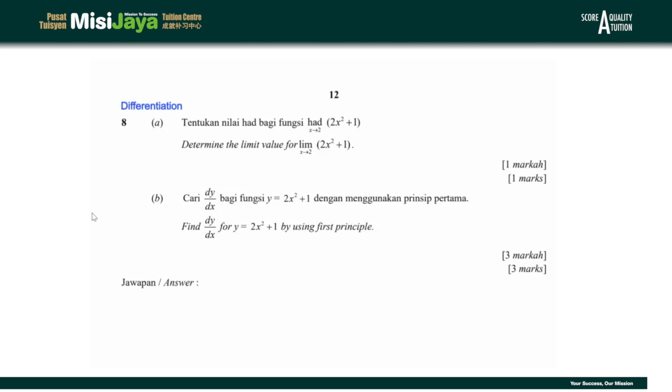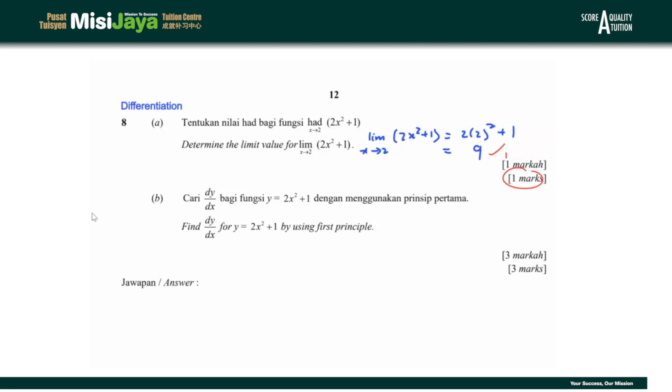So the limit as x approaches 2 of 2x squared plus 1 equals, you substitute 2 inside the x. So it will be 2 times 4, which is 8, then plus 1 is 9. Okay, so that's the answer. And this is only 1 mark, which means that the final answer is 1 mark.